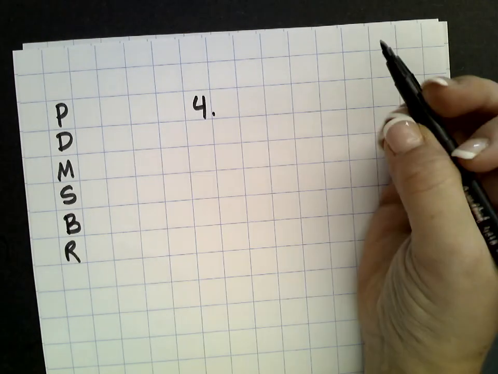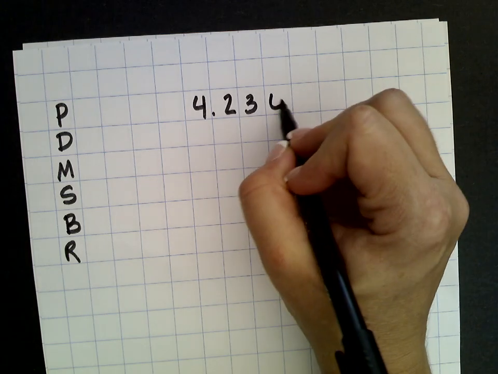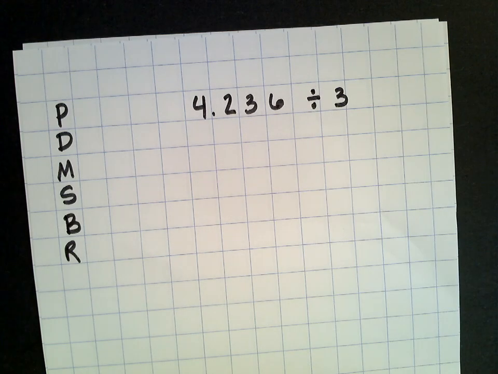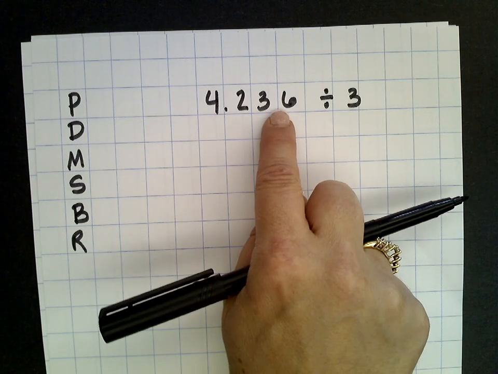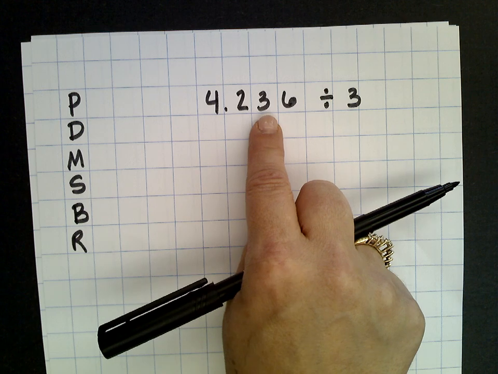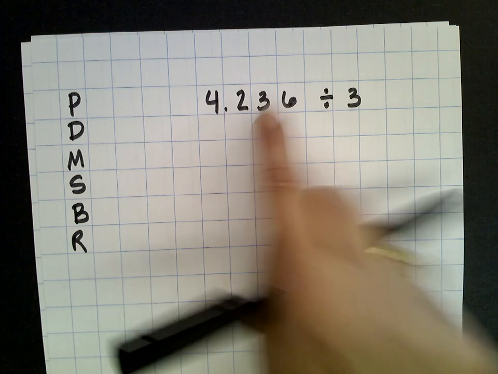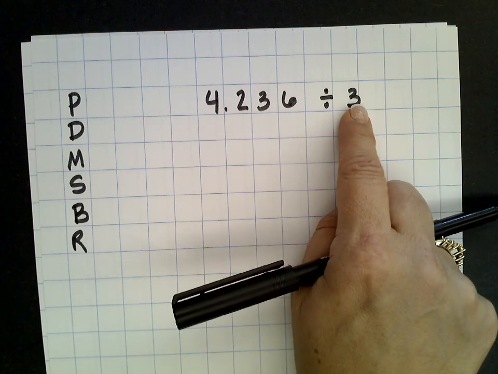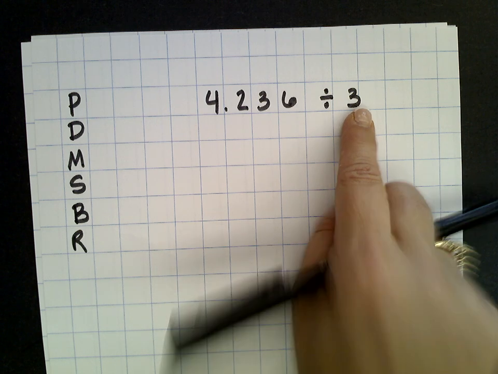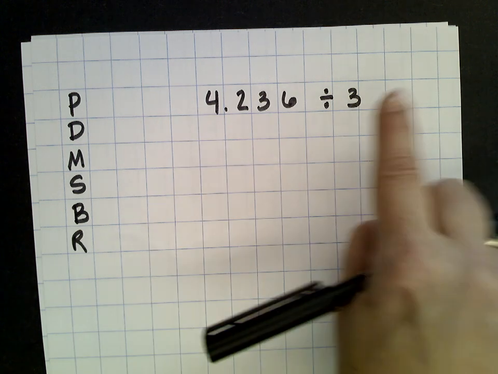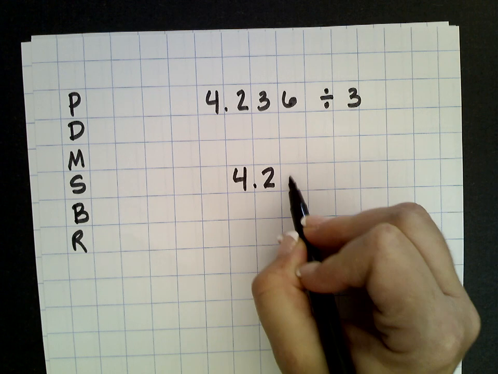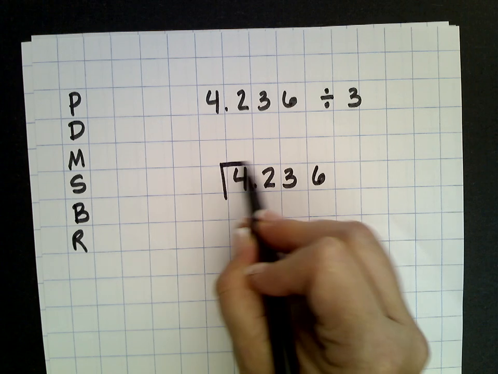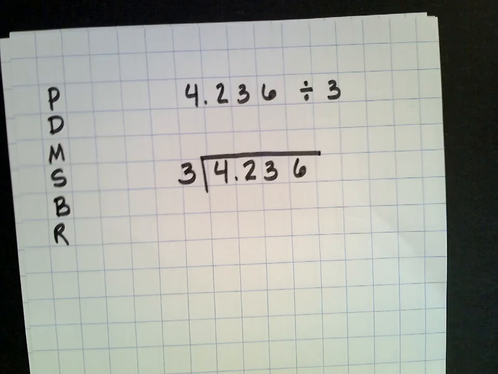So we're going to go ahead and do the problem 4 and 236 thousandths divided by 3. From what we learned yesterday, this first number goes in the box. That is called our dividend. Say it with me. Dividend. The second number is our divisor. It goes outside the box. This is what's being divided up. This is into how many pieces. So let's go ahead and put 4 and 236 thousandths divided by 3, getting ready for our division box.